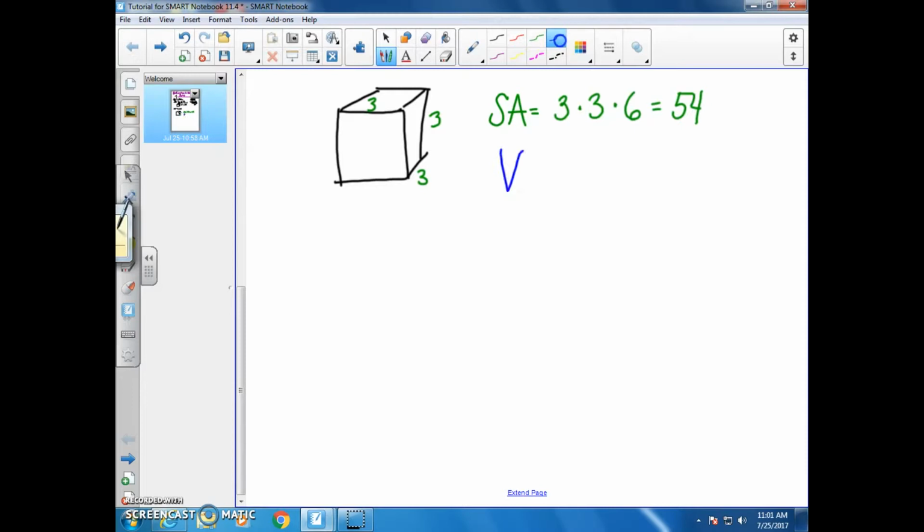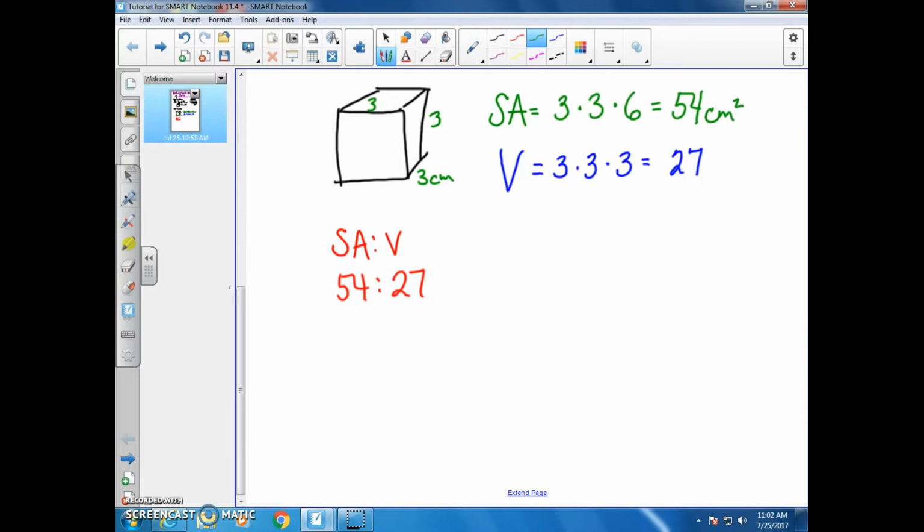Then we do the volume. Volume is going to be length, that's 3, times width, that's 3, times height, that's 3. 3 times 3 times 3 is going to give us 27. So we could say that our surface area to volume ratio is going to be 54 to 27. Now I didn't put any units on there just yet, but let's say that your units happen to be something like centimeters. So that means that we have 54 centimeters squared, and in this case we have centimeters cubed.